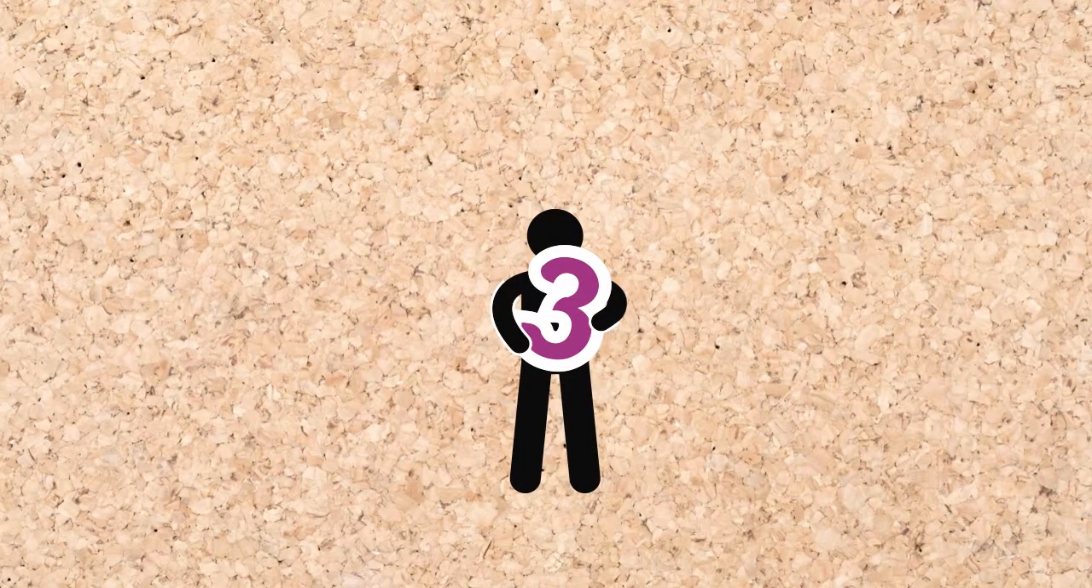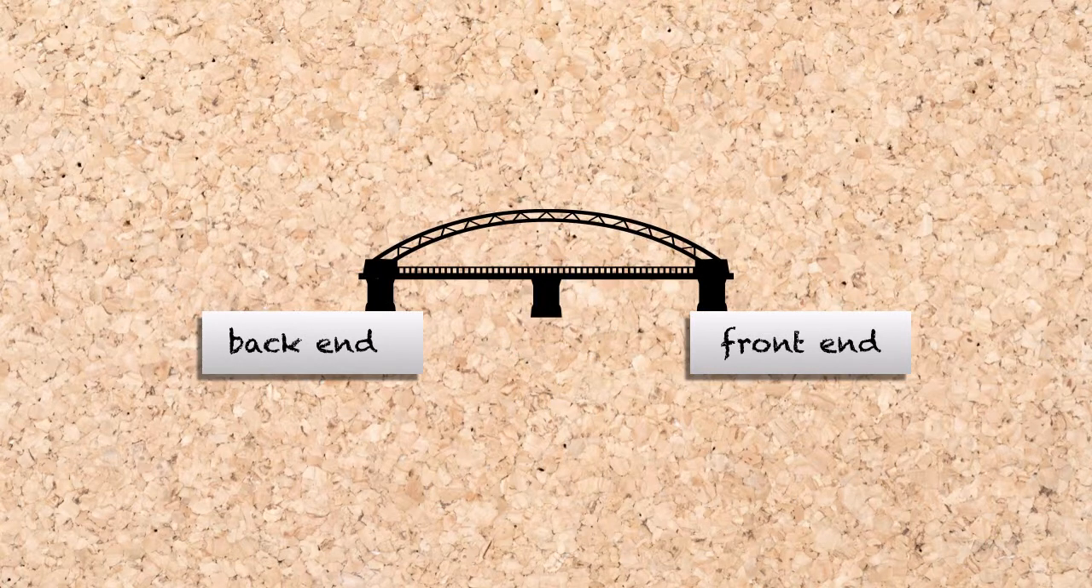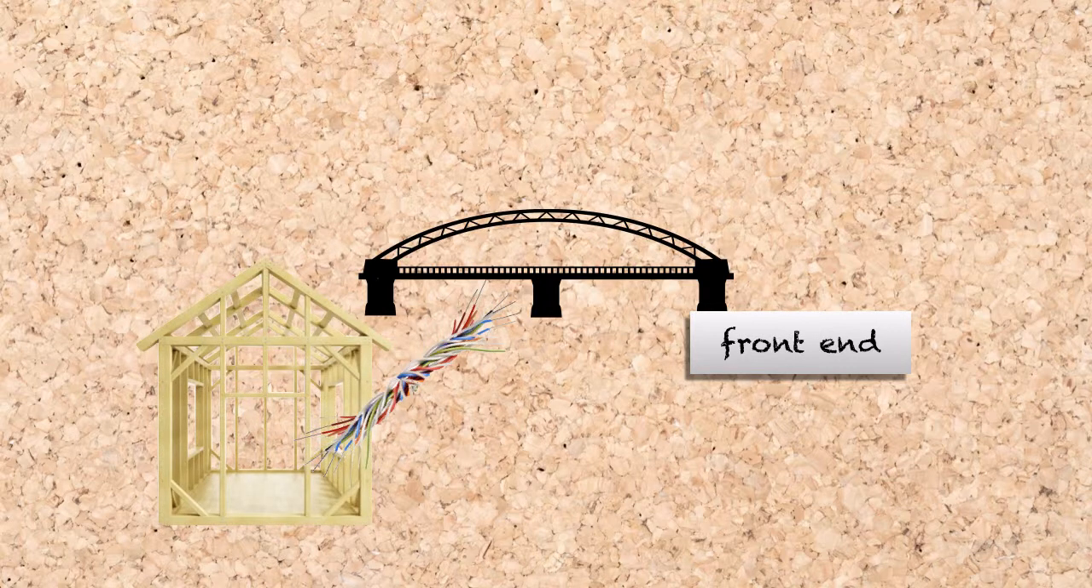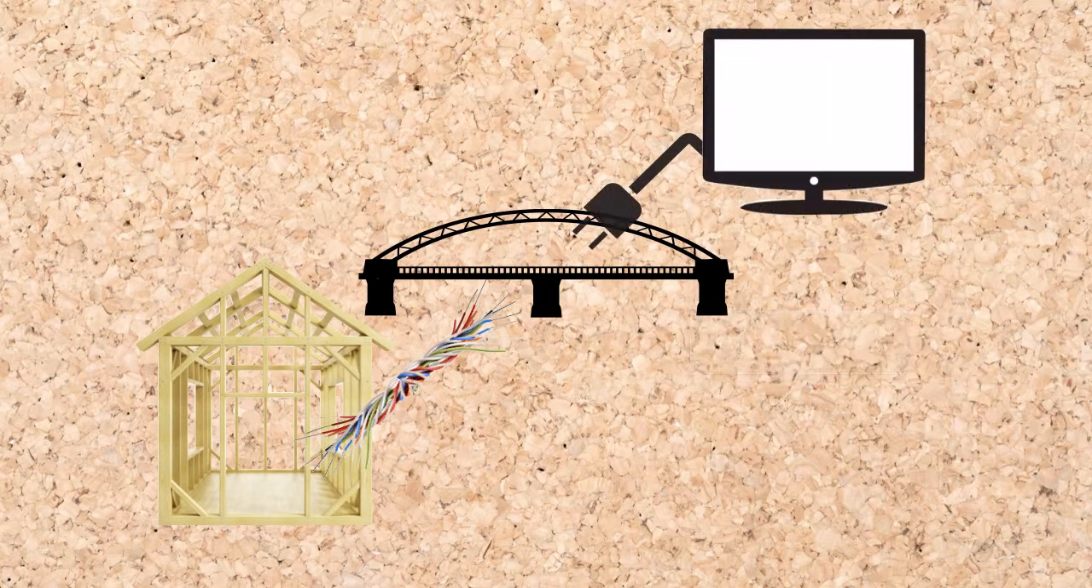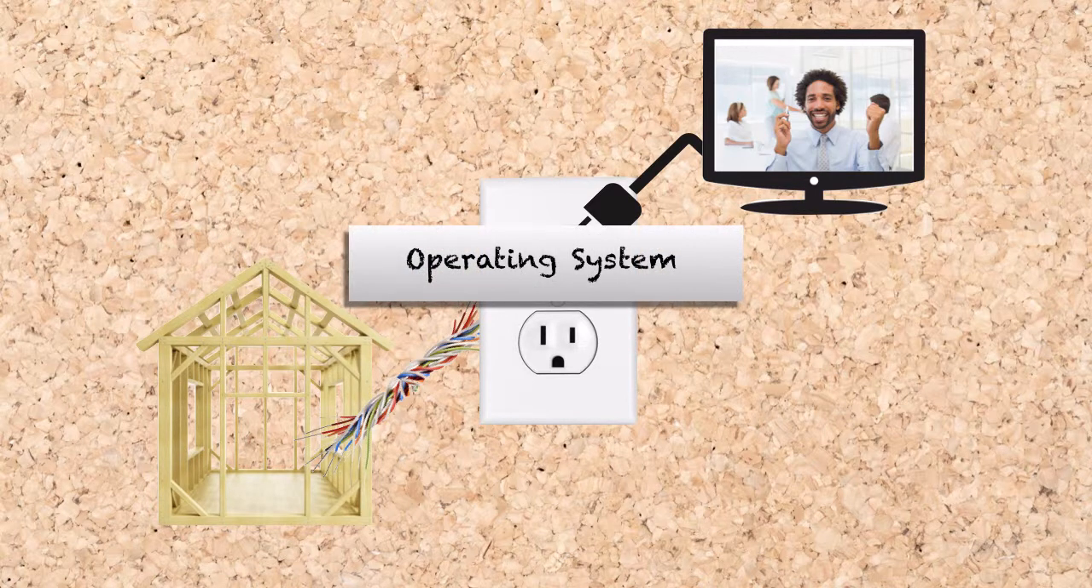Some people consider this layer back end. Others think of it as front end. I like to think of it as a bridge. The same way that electricity from the infrastructure of your house makes its way to the front end of your house through an outlet or a circuit breaker, data from the infrastructure makes its way to the front end applications via the operating system, or OS for short.